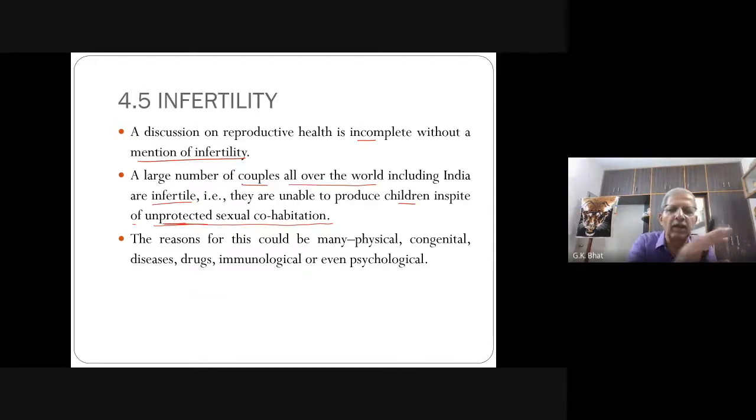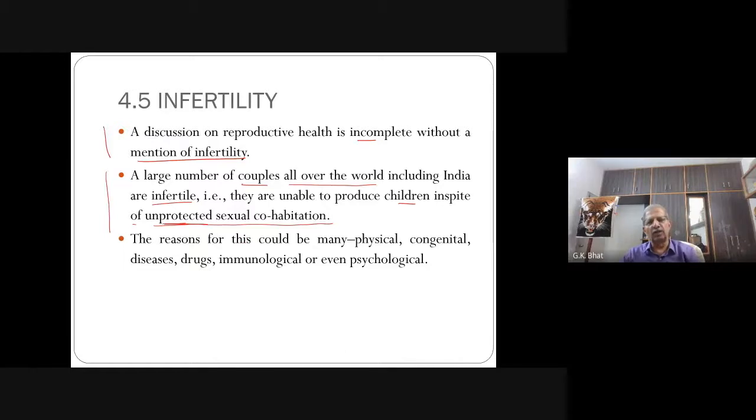They are not using any family planning devices. Without any family planning device, even if they get into sexual contact, into coitus, without using any of these barriers, they are not going to get children. That is what we call infertility. So you'll be asked, what is infertility? Infertility is a couple unable to produce children in spite of unprotected sexual cohabitation. As I told you, if you want to get good marks in biology, all these you have to write, only these you have to write.